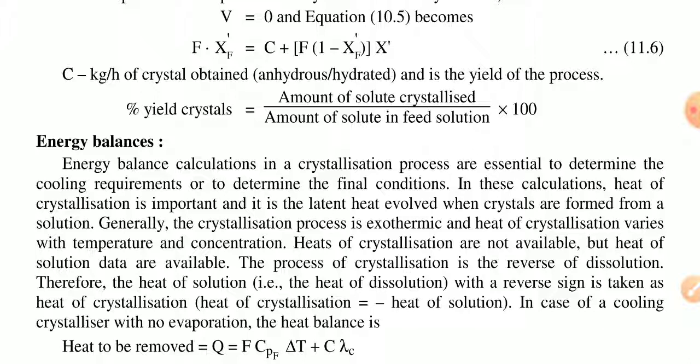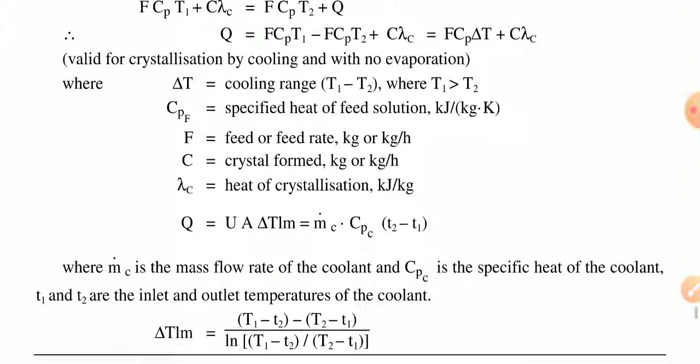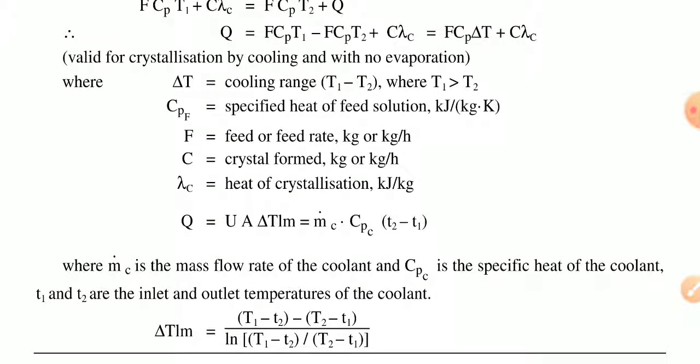Okay, simply the final yield equation we saw: C kg per hour is the crystal obtained, anhydrous or hydrated, and the yield of this process, the percentage yield of crystals, is equal to the amount of solid crystallized divided by the amount of solid in the feed. And this is the notation for crystallization by cooling with no evaporation.